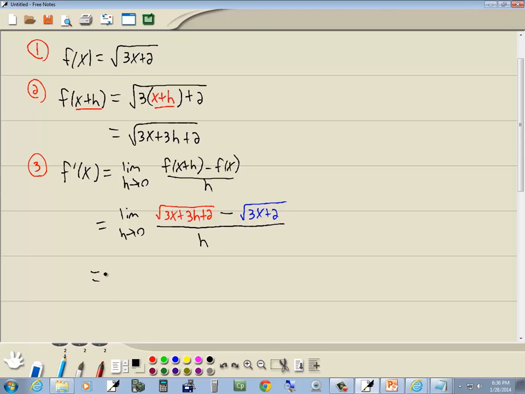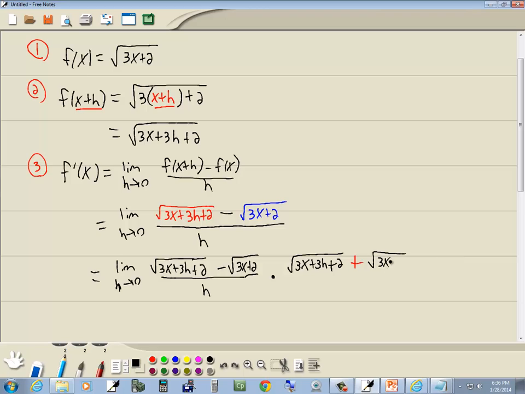Now we want to find this limit. So we got limit as h goes to 0 of the square root of 3x plus 3h plus 2 minus square root of 3x plus 2 all over h, and we'll use the conjugate method to find this. The radicals are up on top, so we're going to multiply top and bottom by the conjugate of the top. So this will be the square root of 3x plus 3h plus 2 plus the square root of 3x plus 2.